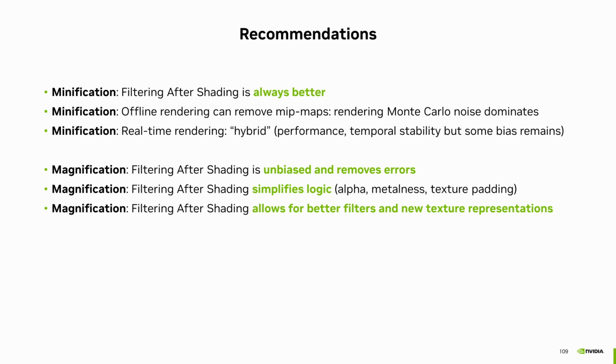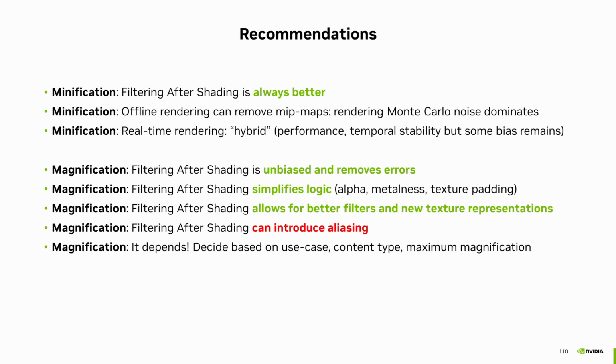For magnification, there are pros and cons that need to be considered. Filtering after shading is unbiased and it removes error, assuming that textures were authored with 1:1 pixel-to-texel ratio. It simplifies logic and removes specific workarounds. For example, one does not need to take care of the premultiplied alpha because it's done automatically by our framework. It allows for metalness workflow, and it can also remove texture padding for virtual textures. It allows for better, higher quality filters, new texture representations, and compression formats. One does not need to worry about the presence or not of hardware filtering and additional cost if it's not supported.